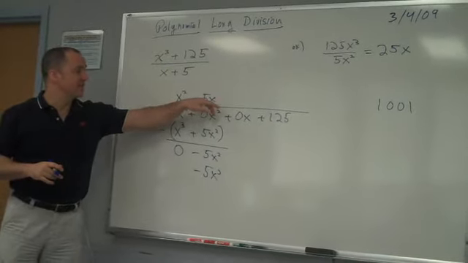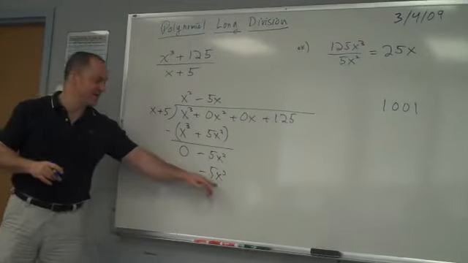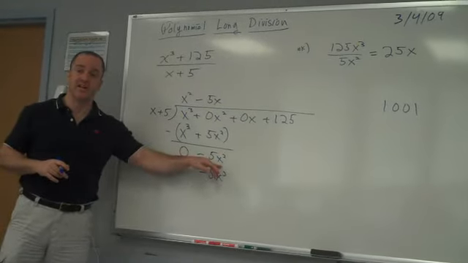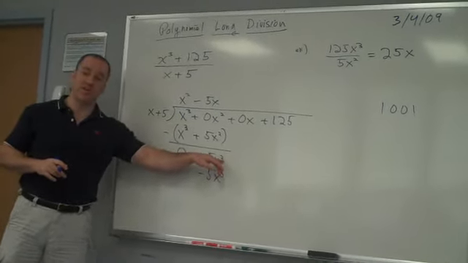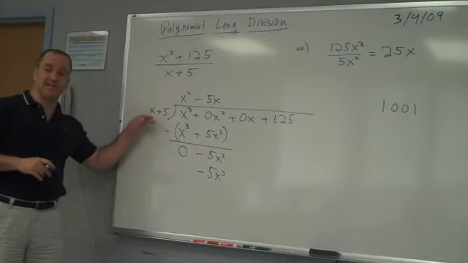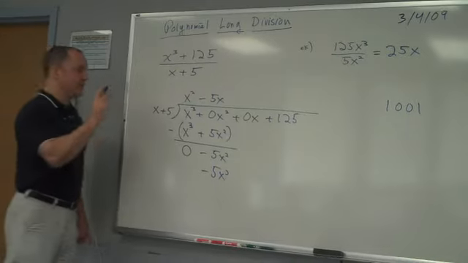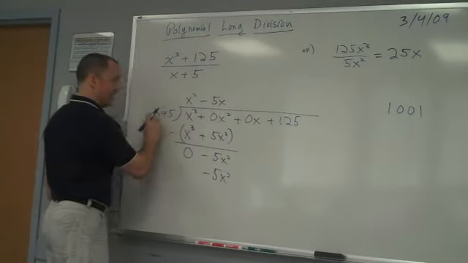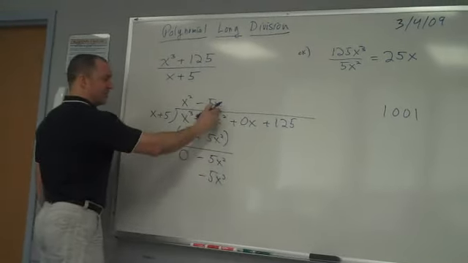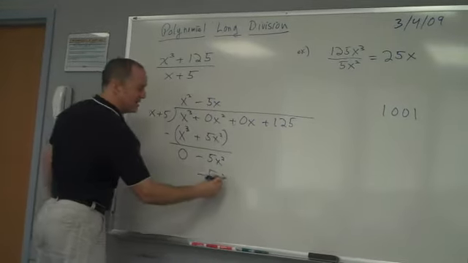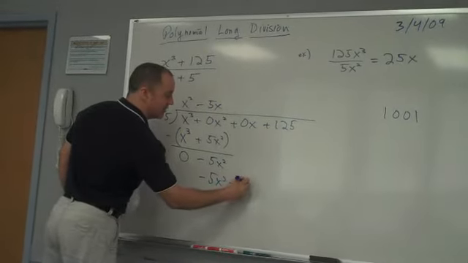Minus 5x times x gives me minus 5x squared, which is what I was trying to get here. I needed to match an x squared here by multiplying times an x. So I multiply times minus 5x. Got it. I was in the middle of distributing, so now I have to go minus 5x squared minus 5x times plus 5 gives me minus 25x.